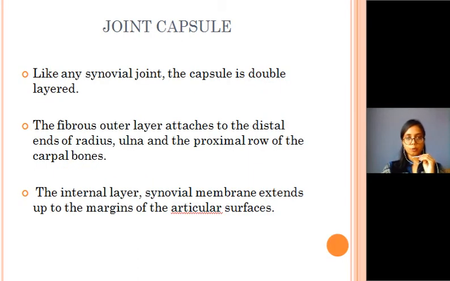The joint capsule. The joint capsule is an important structure in the wrist joint. It is double layered like any other synovial joint. The outer layer attaches to the distal end of the radius, ulna, and proximal row of carpal bones. The inner layer, that is the synovial membrane, extends up to the margins of the articulating surfaces.